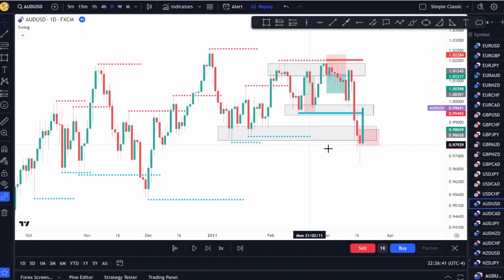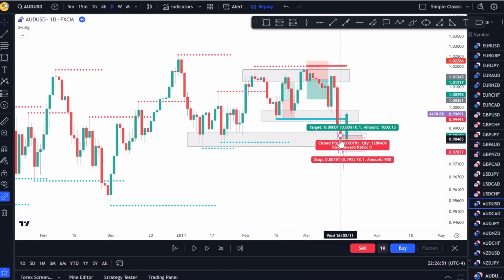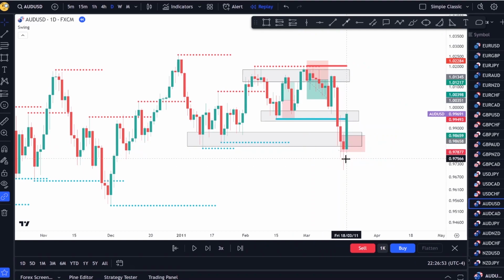Okay, so it did bounce, but quite a bit lower. Sometimes you get these fake outs and there's nothing you can do. That's just how the price works. Sometimes it doesn't really react to the zone immediately. It goes further and then pulls back. Let's see if this zone holds.